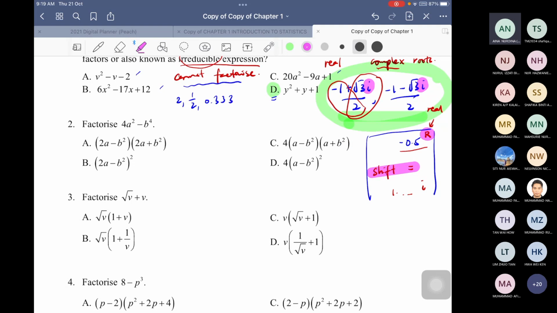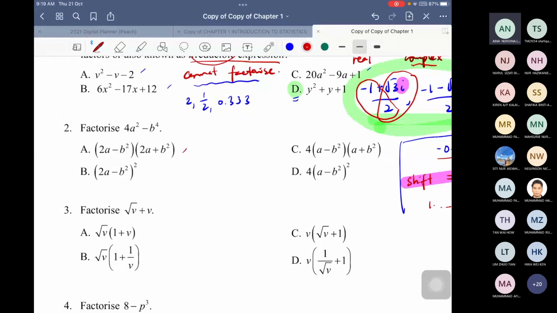So number 2. Okay, nombor 2 ni, yang mana satu dia punya jawapan. So kalau kita ada 4a square tolak b kuasa 4. Dia pakai balik konsep yang kita dah discuss tadi. Okay, a. So your friend said jawapan dia adalah a. So kita check betul ke tak jawapan dia a. Okay, so ni konsep dia.